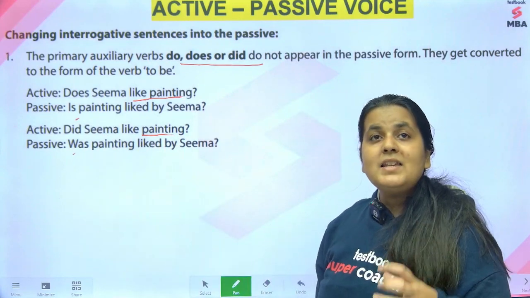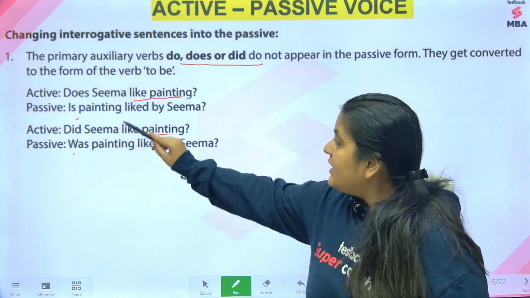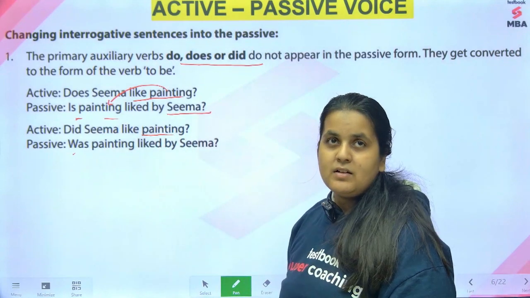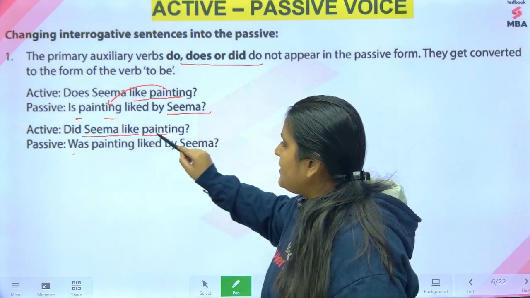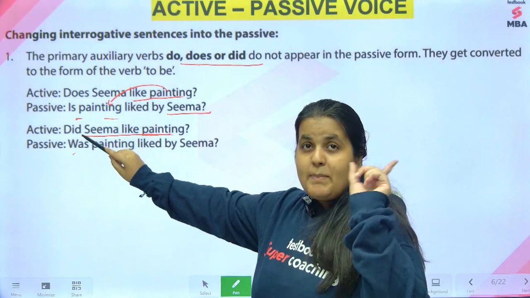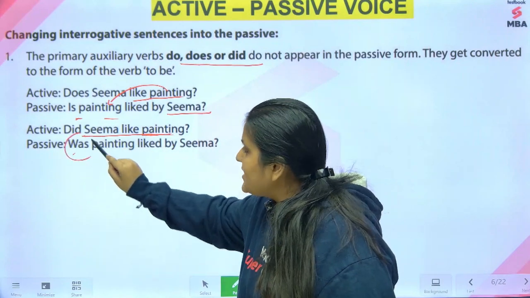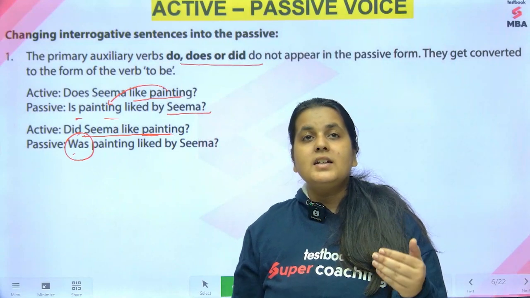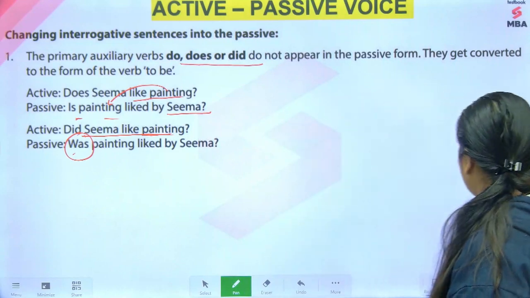So does सीमा like painting, तो पेंटिंग पहले आएगा. Is painting liked by सीमा. Did सीमा like painting, अब did क्योंकि past tense है तो was painting liked by सीमा. does है तो is आ जाएगा, did है तो was आ जाएगा.